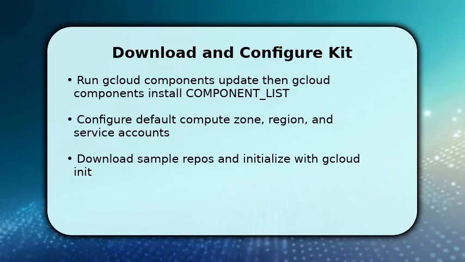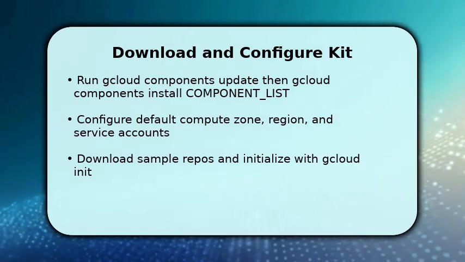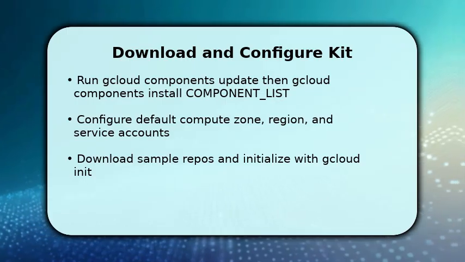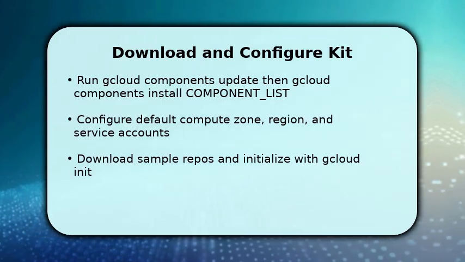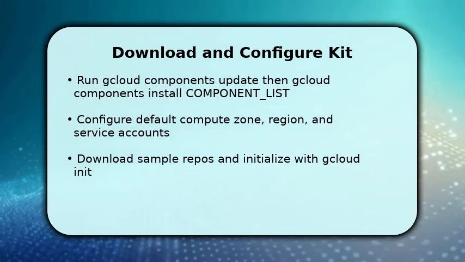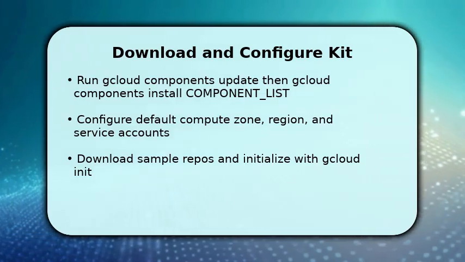Next, download and configure the Cloud Kit components you need. Update the SDK and install extras like Beta, App Engine, or Cloud Build. Once installed, run gcloud init to set credentials, default zone, and region. This avoids repetitive flags later.